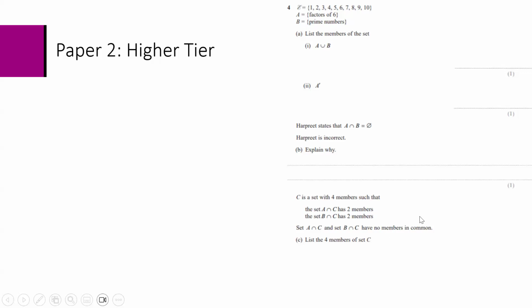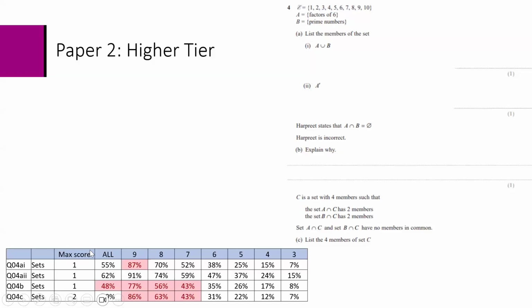I think that the statistics of that one were as they should be. Some of the others I saw had interesting statistics. So here's the stats. Only 55% of students could list out A union B. 62% of students could work out A prime, and only 48% of students, in the bottom 10 subparts on the paper, A and B equals 0.